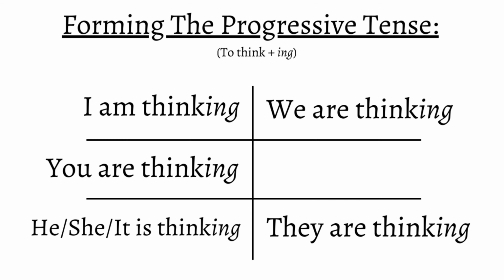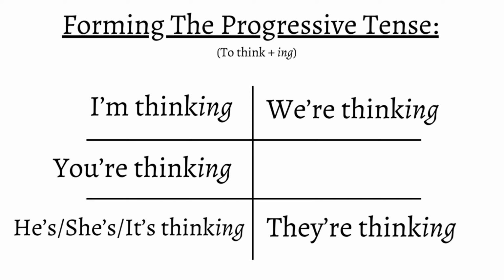Let's take the verb to think. In the present progressive, we take a subject plus a conjugation of to be plus a participle. I am thinking. You are thinking. He, she, it is thinking. We are thinking, and they are thinking. If you wish, you can try putting these phrases with contractions. For this video, I will not be doing it.